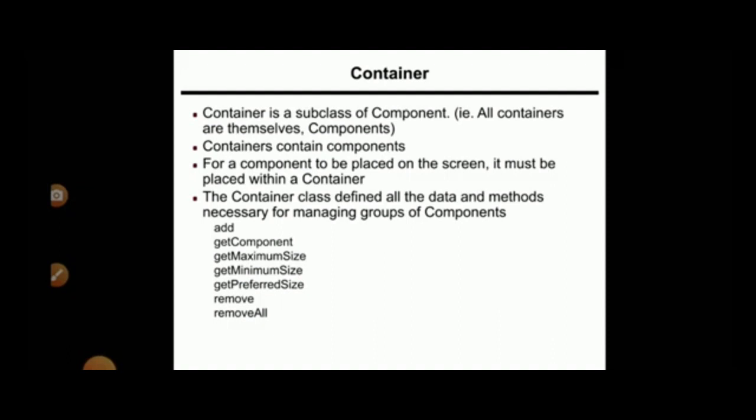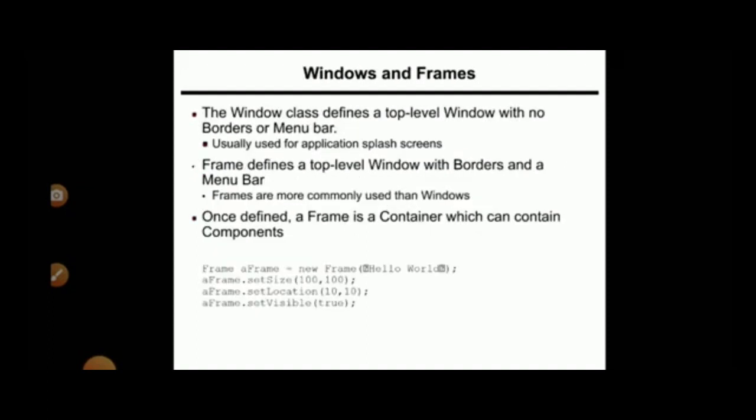The getComponent function is used to get the component information. For getting the maximum size and the minimum size you have to use the getMaximumSize function and getMinimumSize function. You can also get the preferred size by using the getPreferredSize function. For removing an individual component, you have to use the remove function. For removing all the components in the container, you have to use the removeAll function.